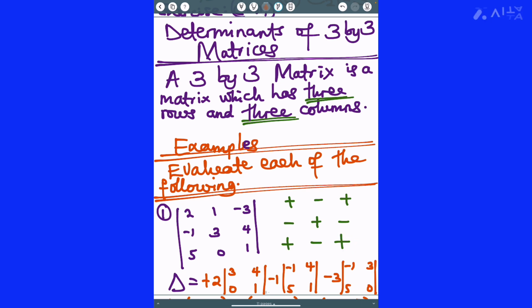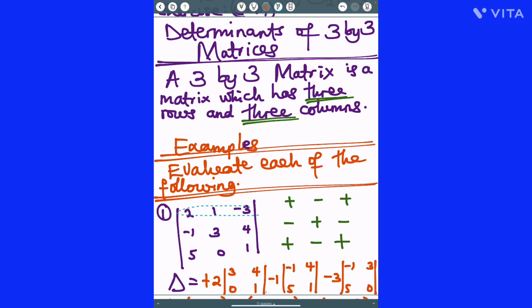We are going to find our determinant along this row. You could find your determinant along any row or column. Any of the three rows or columns can be used for finding our determinant. So you could take your determinant along this first row. What you do is very simple. Take this 2 and multiply it by its sign. 2 times plus is plus 2.